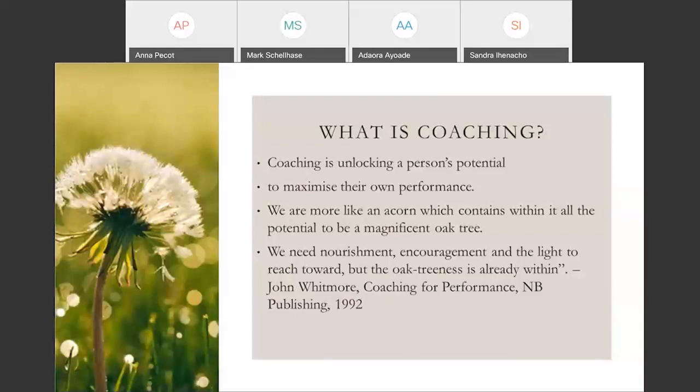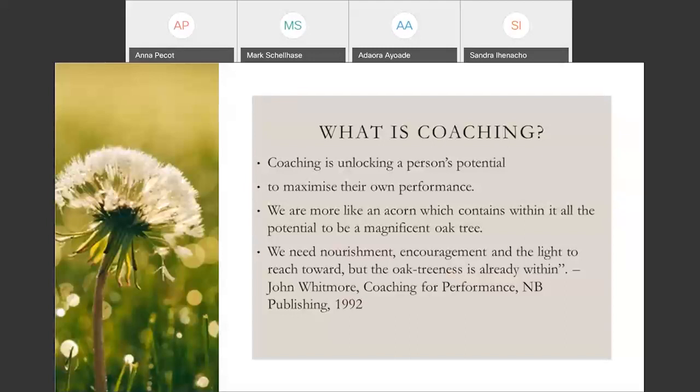And this is something he says. He says, coaching is unlocking, which is what Moshin has also said, unlocking a person's potential. But what fascinated me is when he likened coaching to a magnificent oak tree, to an oak acorn. He said an acorn already has everything it needs to become a magnificent oak tree. But what that acorn needs is just nourishment, encouragement, and the light to be able to reach into itself.